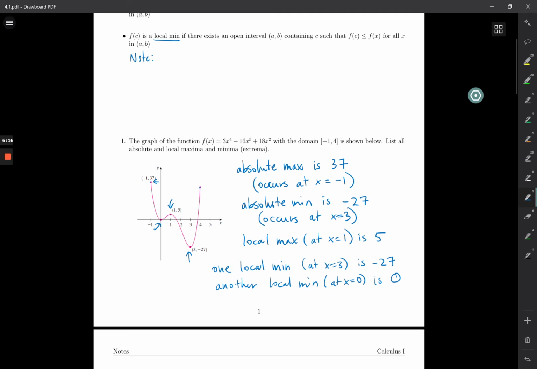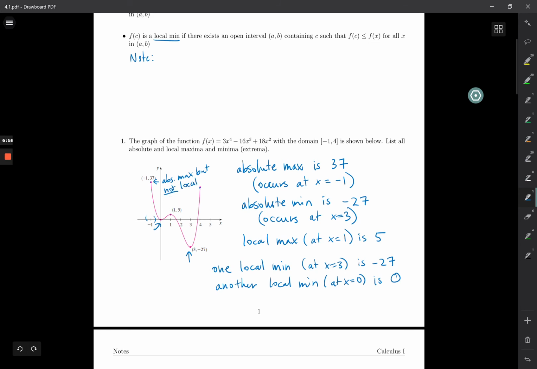One thing to note is that this is an absolute max up here. It was the value at the endpoint, but it is not a local max. Since we can't fit an open interval around this point to compare it to the points nearby, it is not a local max. Usually when you run into this, it's because it's at the endpoint of an interval. So this point here is an absolute max, but not local.